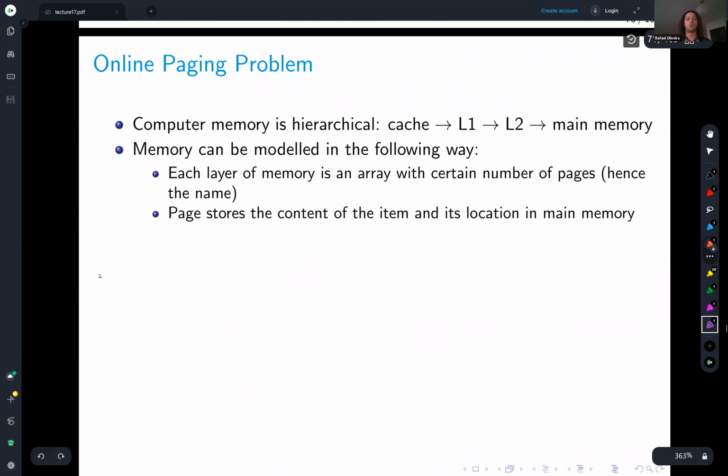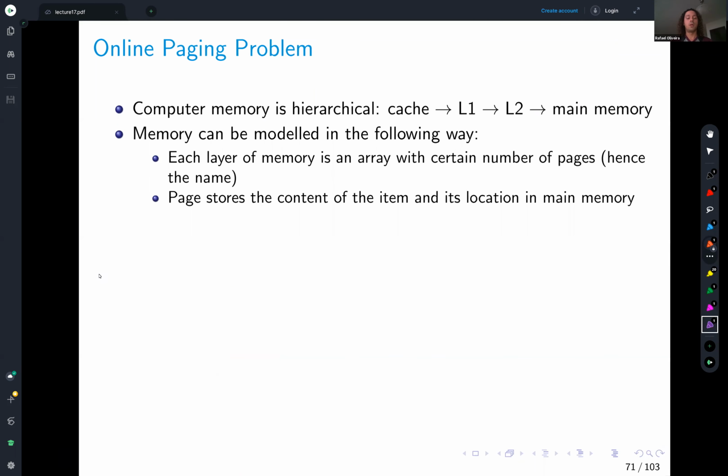All right. So what does the page store? It stores the content of the item and its location in main memory. So it knows what the item is, and it knows where it is located in main memory. Because if you need to write on it, you have to go back to main memory and update it.